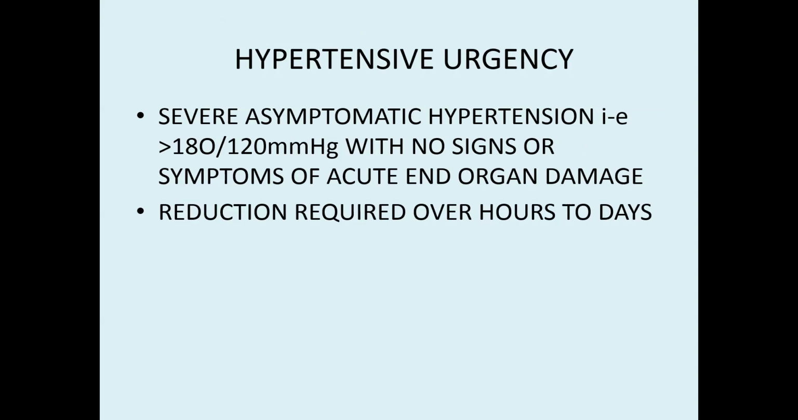In those cases patients have quite a difficult control of hypertension, and you have to treat them with multiple pills. Hypertensive urgency is a severe asymptomatic hypertension, that is blood pressure more than 180 by 120 millimeters of mercury, but there are no signs and symptoms of acute end organ damage. In these conditions you have to control their blood pressure with pills in hours to days.